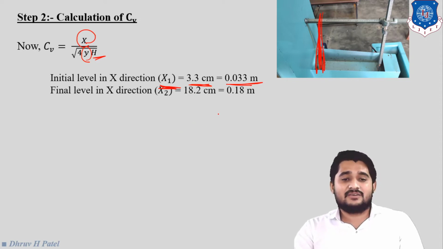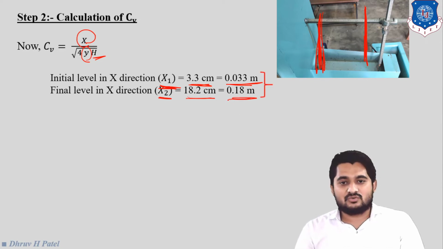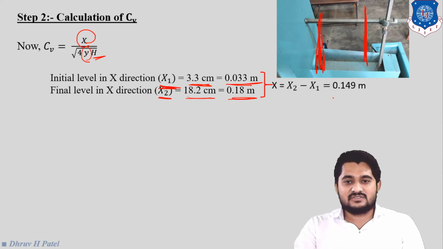Now the final level in the x direction. So we have to select any arbitrary reading. Suppose we select this reading of the jet, right? So we take x2 as 18.2 centimeter, so 0.182 meter, right? From x1 and x2, we can easily subtract x1 from x2. So x will be x2 minus x1, that will be 0.149 meter.